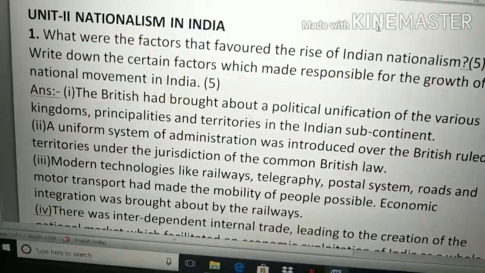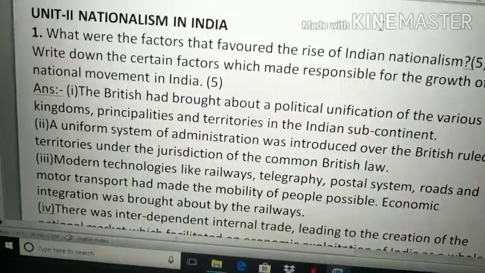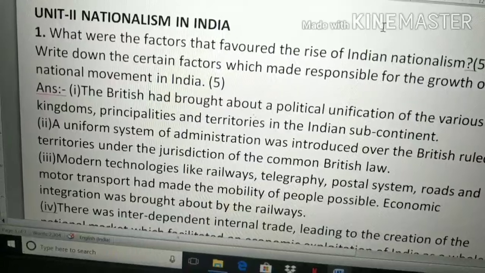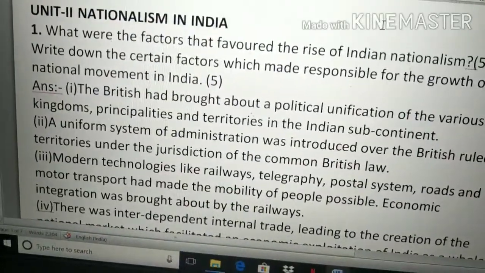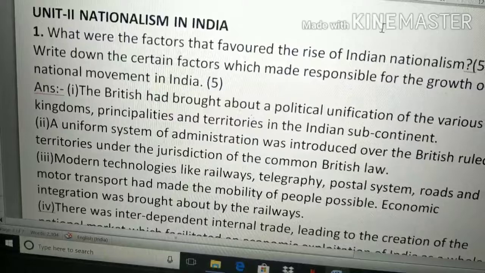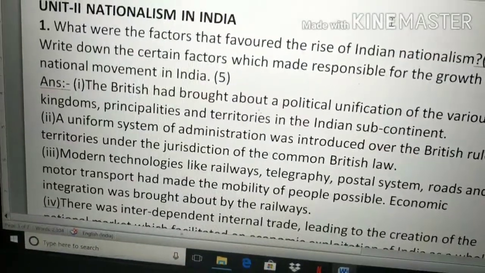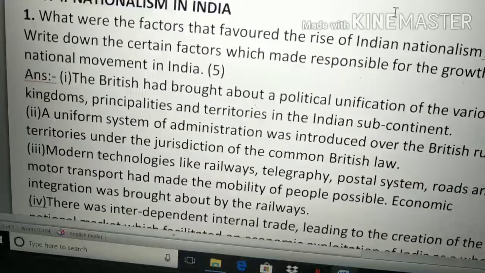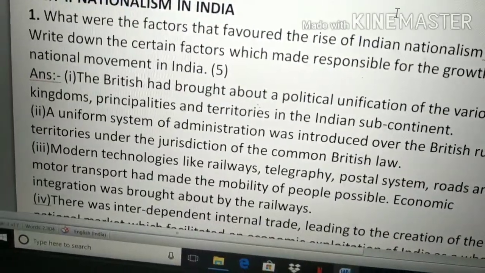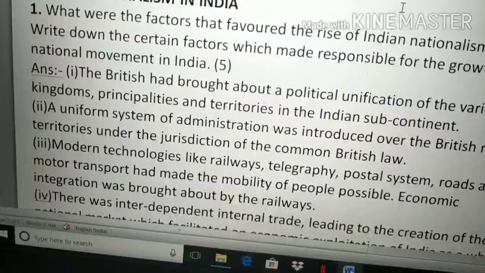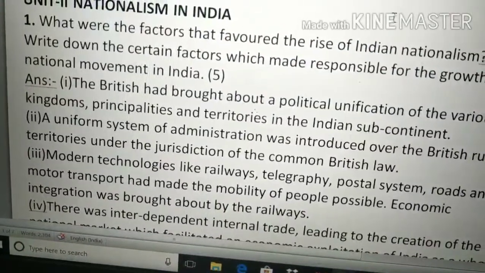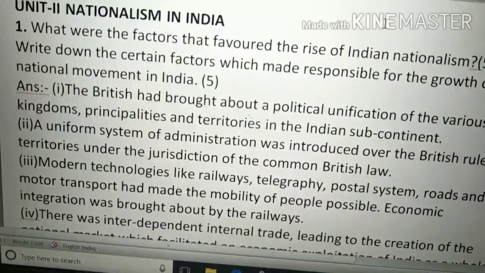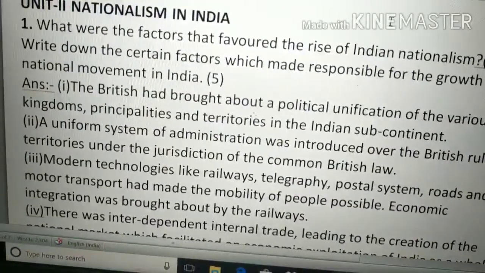Point number 1. The British had brought about a political unification of the various kingdoms, principalities, and territories in the Indian subcontinent. 2. A uniform system of administration was introduced over the British territories under the jurisdiction of the common British law.